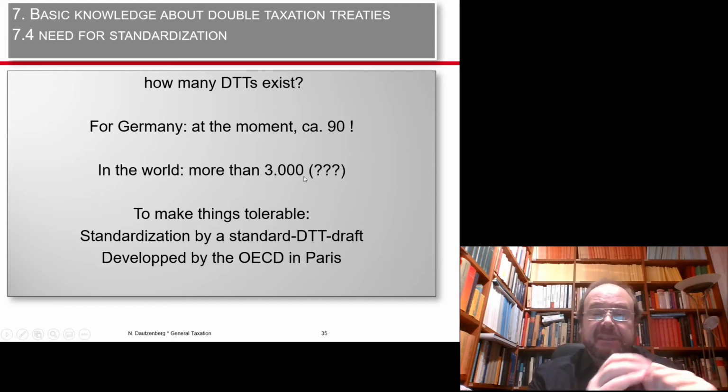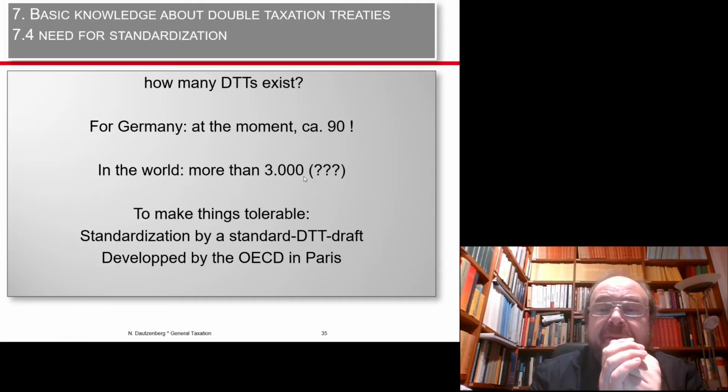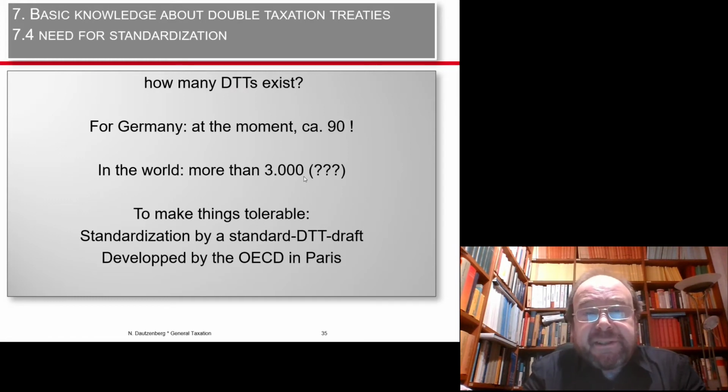Now, let's turn more to the contents of the double taxation treaties. There is a need for standardization because they are bilateral. And Germany alone has approximately 90 double taxation treaties. And while Germany is not alone in the world, all the other states also conclude bilateral double taxation treaties. So the number quickly explodes into thousands. More than 3,000 or more than 10,000.